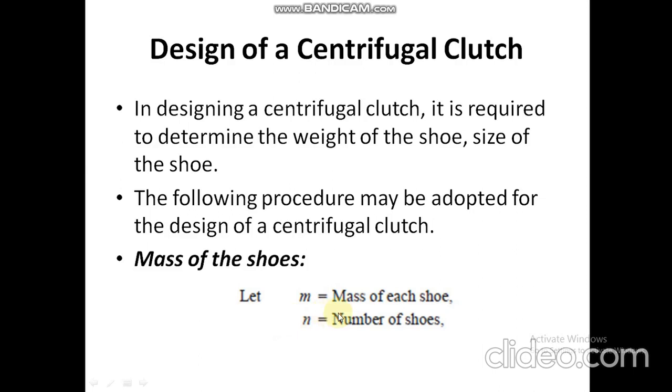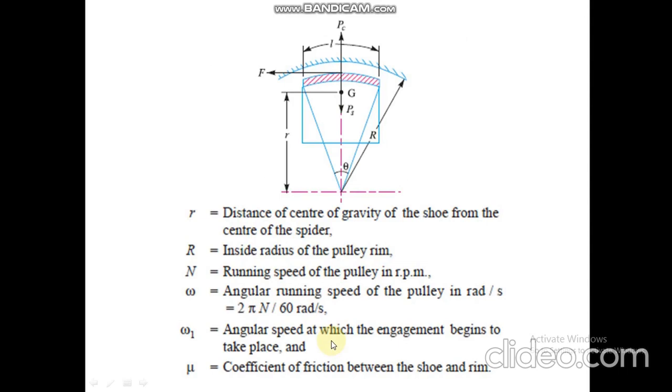So let M is the mass of each shoe, N is the number of shoes, r is the distance of the center of gravity of the shoe from the center of spider. So this is small r. For example, in this diagram, this rectangle shape represents the shoe and G represents its center of gravity and small r is the distance of center of gravity from the center of the spider. Whereas capital R is the inside radius of the pulley. This capital R represents inside radius of the pulley.